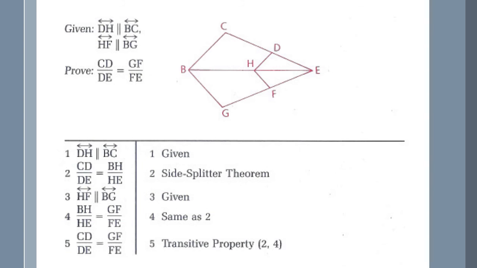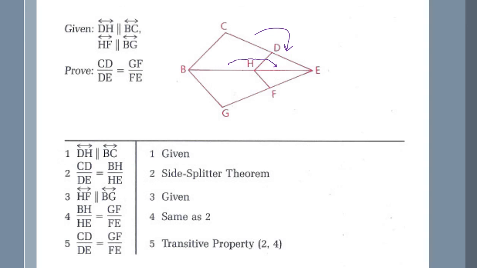Here we have DH is parallel to BC, and we have line HF parallel to line BG. So again, we're going to use the side splitter theorem, and we get CD over DE. So I'm going to do this over this, and that's going to be equal to, oh, excuse me, my mistake, wrong part there. That's going to be equal to this over this, BH over HE.